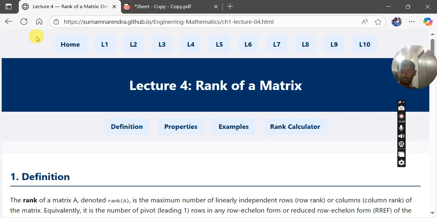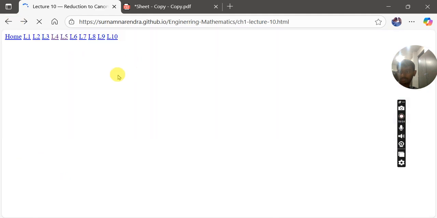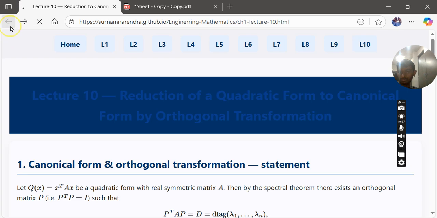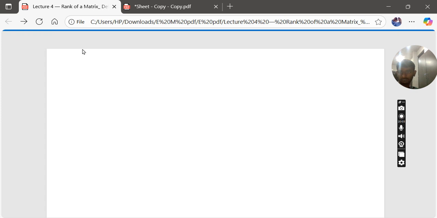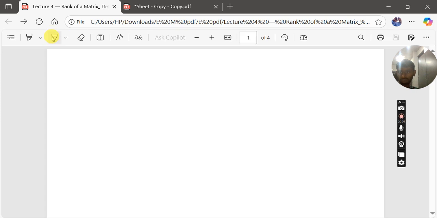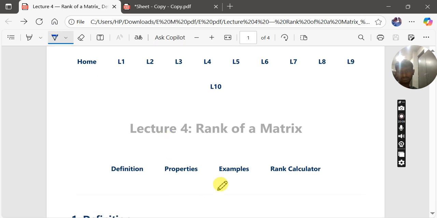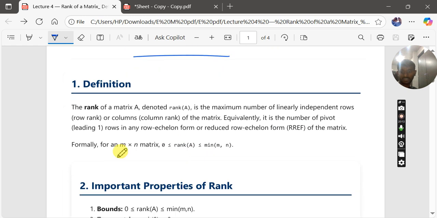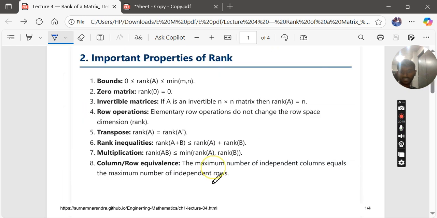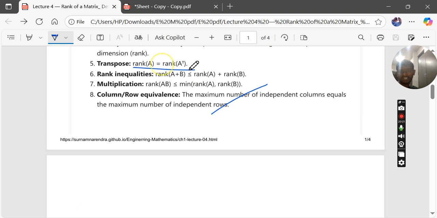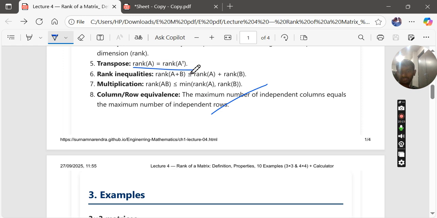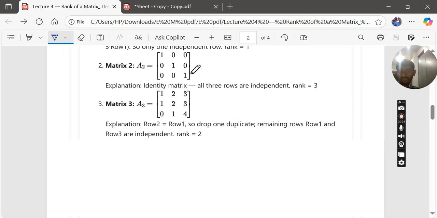So let's say, wait. Okay, so this will be your rank concept notes. This is the definition and properties, and you can see here one more extra property: rank of A is always equal to the rank of A transpose also. And we go to the examples.